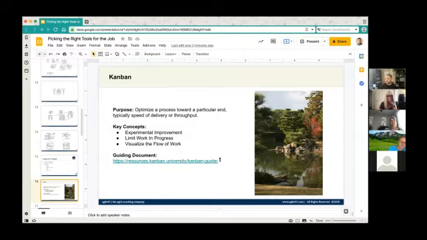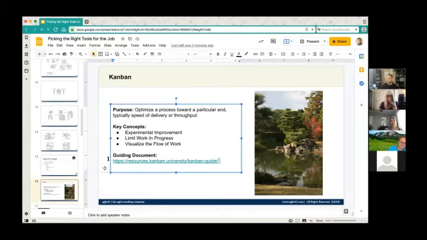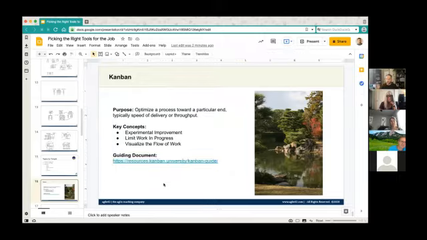I had to pick one. So I listed this particular link for a good place to go for like a definitive guide. I know there are some arguments in the Kanban world about who's got the definitive answer to what is Kanban. Don't worry about it. If you're getting started, this is a great place to start.